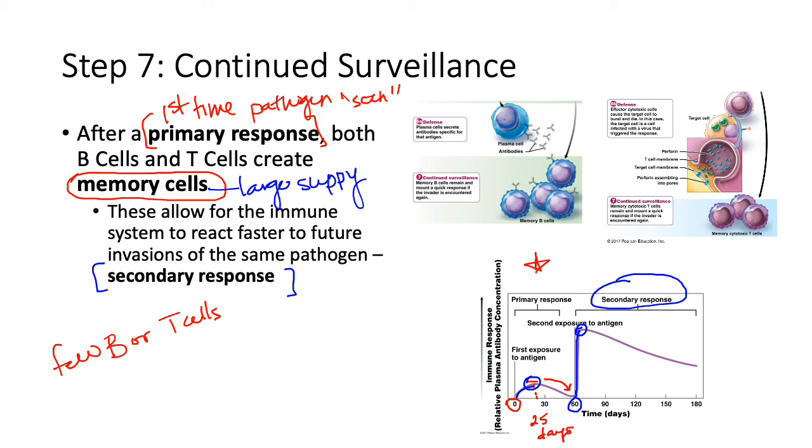So the primary response is pretty slow, and we don't have as much antibody being produced. In the secondary response, because we now have a huge supply of memory B or T cells, we can mount a much faster response. We have way more antibodies being released and produced by our body, and that allows us to get rid of that pathogen and not feel sick at all. And this is actually how vaccines work.